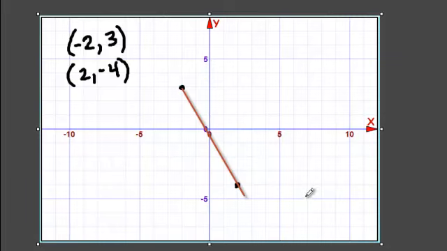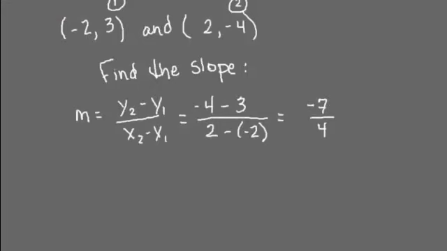In other words, if I draw these 2 points on my grid, negative 2, 3, and 2, negative 4, and draw a line between the two, in order to get from one point to the next, I would need to go down 1, 2, 3, 4, 5, 6, 7, and run 1, 2, 3, 4. Negative 7 over 4. And that's what we found our slope to be.